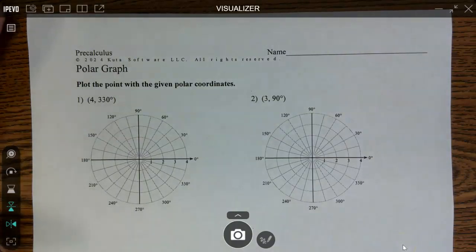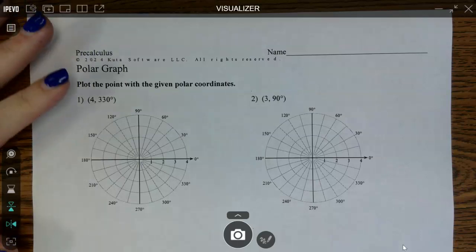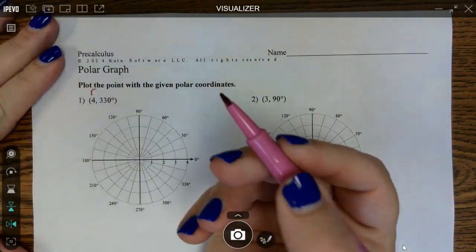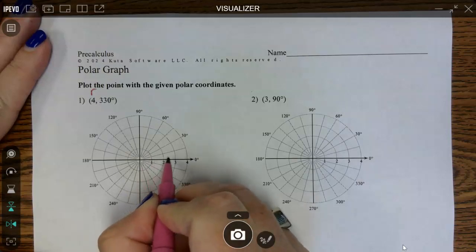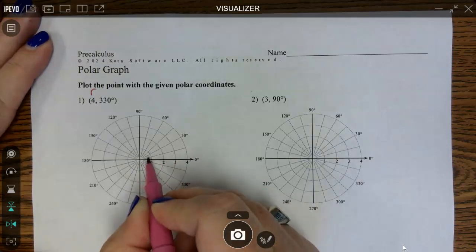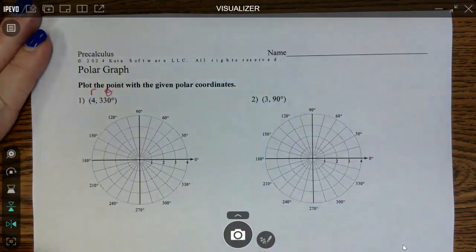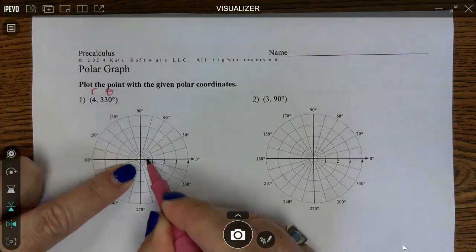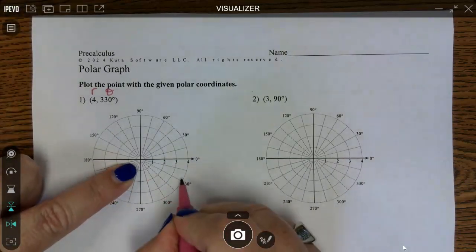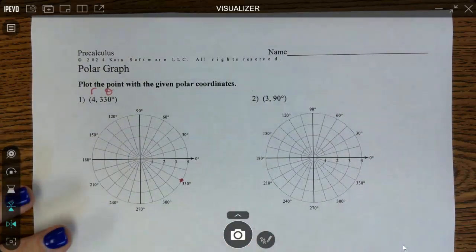Hey guys, so here we're going to learn how to graph polar points. The first number they're going to give us is r. R is going to represent the radius, how far out we're going to go from the center. Essentially the rings. And then here at 330 is the angle. So here's 330, so you're going to go out 4 from the center, 1, 2, 3, 4, and put a dot. And that's all you're going to do.